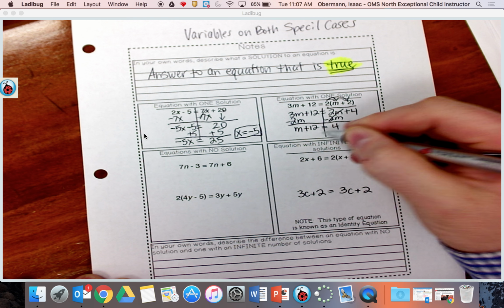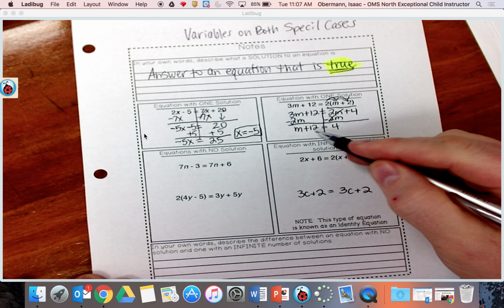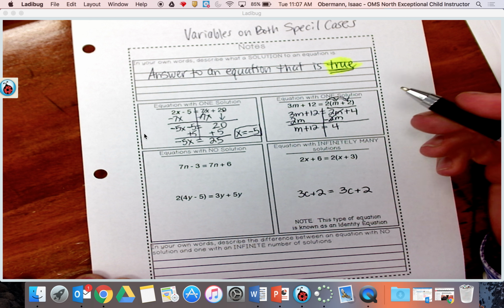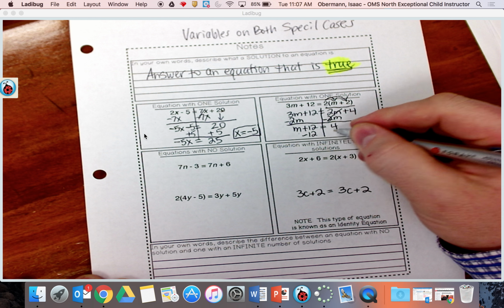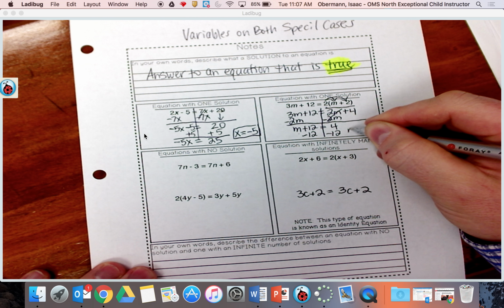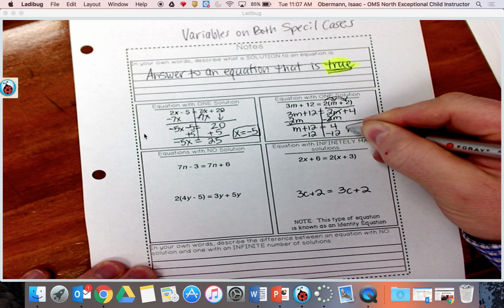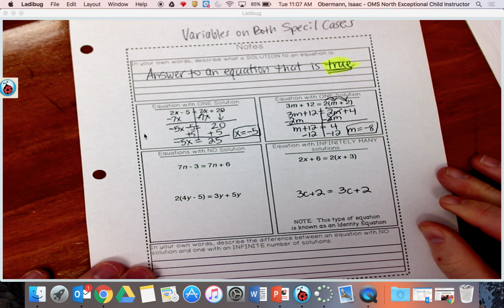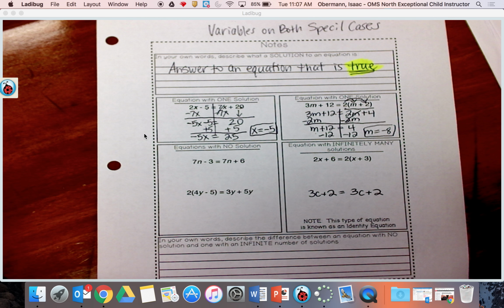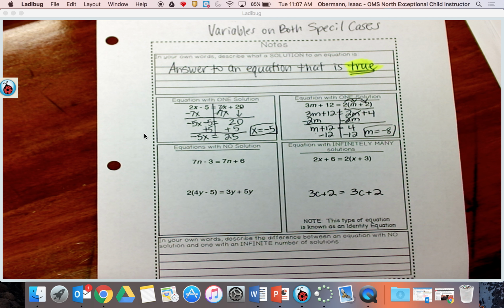And then this is a one-step equation where I need to know what I can add to 12 to get 4. Well, I need to subtract, and it's going to give me negative 8 for that answer. Okay? Well, that's all fine and dandy. Those are all one-step solutions. We've done this before, big deal.